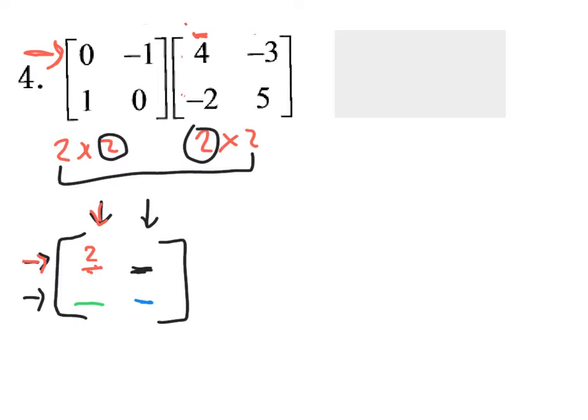All right, so we look at this spot. This is the first row, second column spot. So first row, second column. First row of the first matrix, second column of the second matrix. Multiply element to element and add them up. 0 times -3 plus -1 times 5. So 0 plus -5, -5.